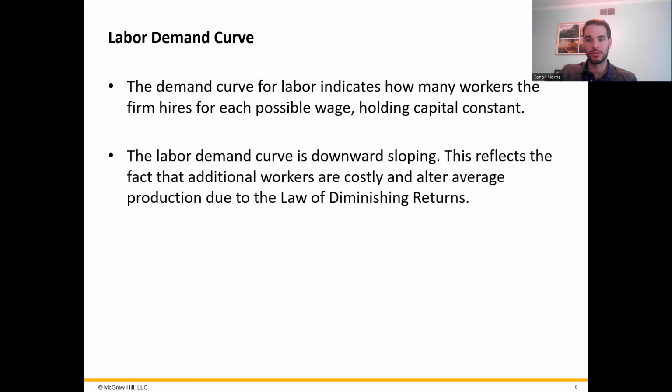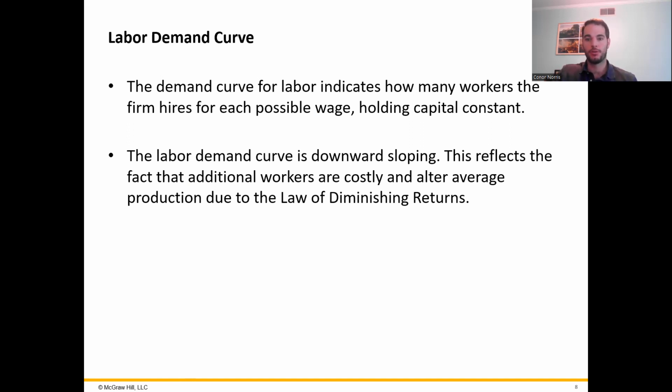The labor demand curve slopes downwards because of two key reasons. First, hiring an additional worker increases the firm's cost. Second, as more workers are added, the marginal product of labor, or the extra output from hiring one more worker, tends to decrease due to the law of diminishing returns that we talked about earlier. Remember, this law says that if you keep adding workers while keeping capital constant, each new worker adds less total production than the previous one eventually. Therefore, the firm is less willing to hire additional workers at higher wage rates.